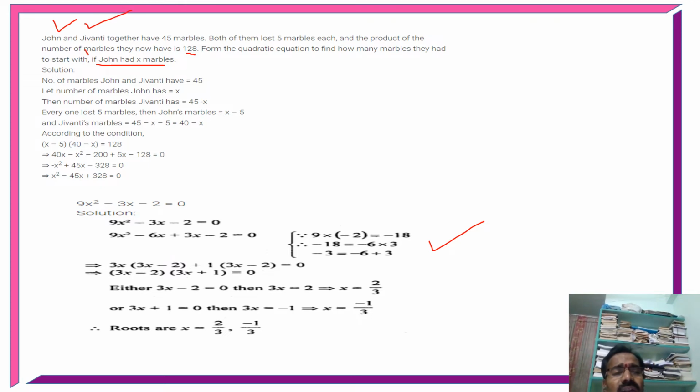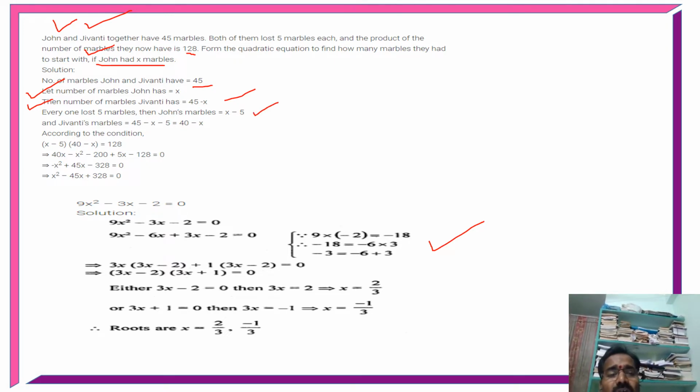Let us consider the number of marbles with John as x. As we know, the total number of marbles is 45. If the number of marbles with John is x, then automatically the number of marbles with Jivanti will be the total number of marbles minus the number with John, that is 45 minus x. And everyone lost 5 marbles, which means John lost 5 marbles, Jivanti also lost 5 marbles.